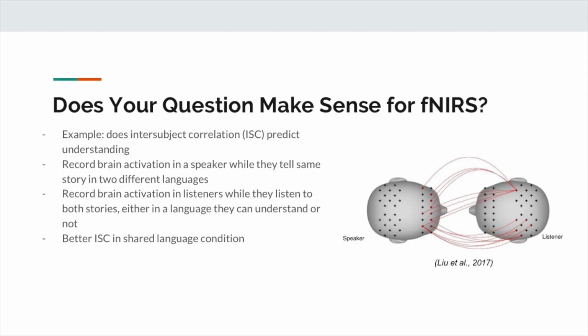An example from an fNIRS application of this would be, does intersubject correlation predict understanding between communication partners? First, you can record brain activation in a speaker while they tell the same story in two different languages. And then you can record brain activation in listeners while they listen to both stories, either in a language they can understand or not. And you get better intersubject correlation in that shared language condition than in the non-shared language condition. That might seem obvious, but it's really cool to be able to demonstrate that with correlated brain activation.